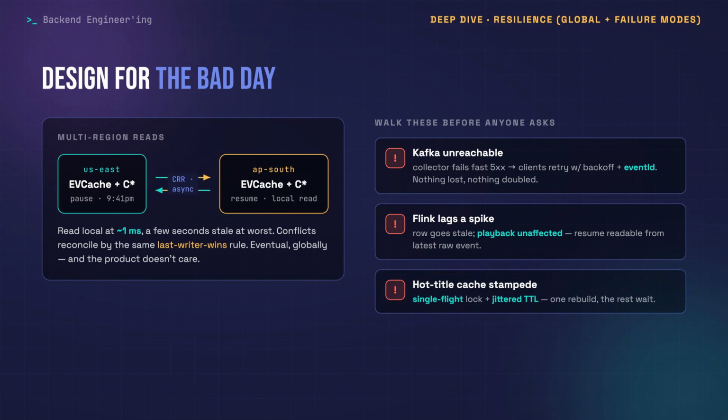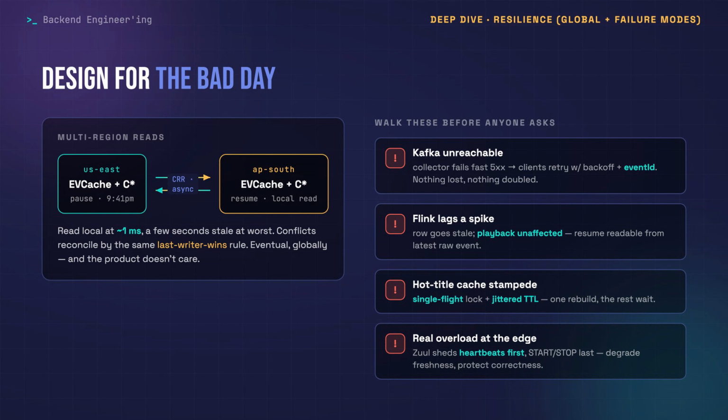A hot title stampedes the cache. Single flight locking plus a jitter TTL. One request rebuilds it, everyone else waits. And the real overload at the edge. Zuul sheds heartbeats first and protects start and stop last. We give up freshness to protect correctness. Every layer has an answer.